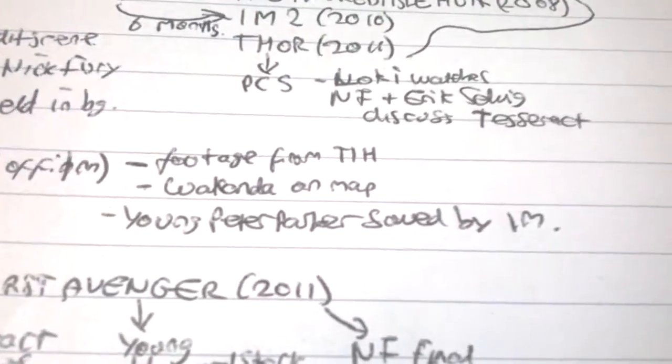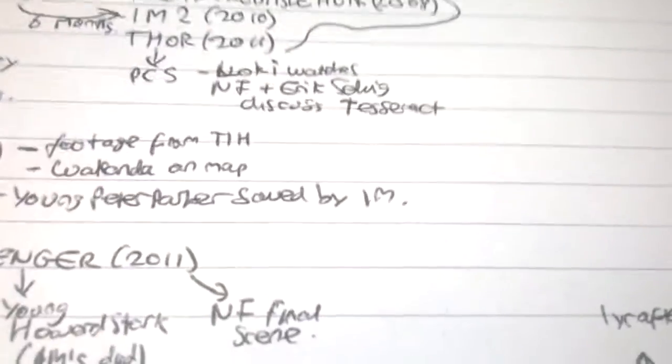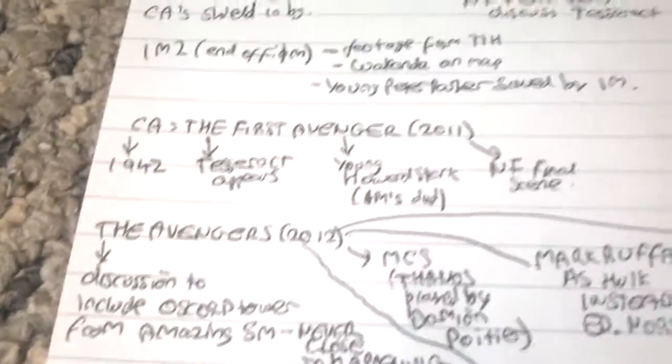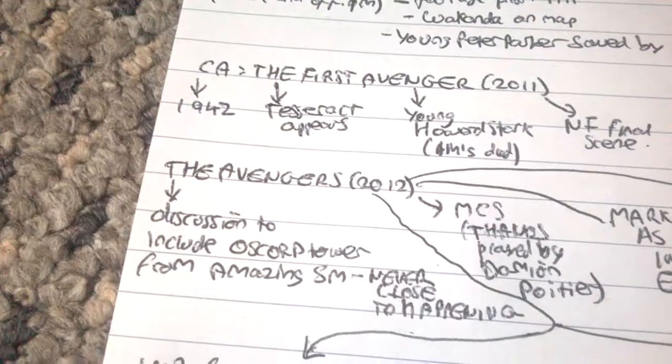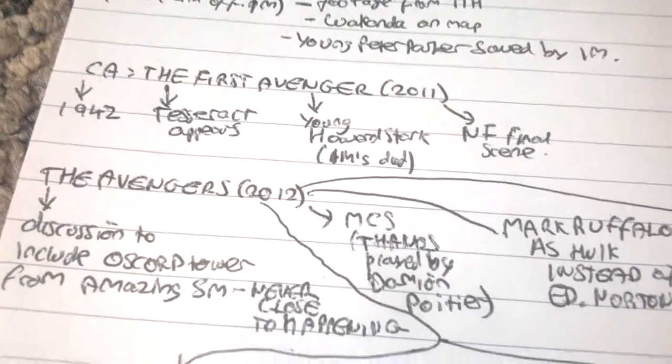And in Thor, there was a post-credit scene of Loki watching Nick Fury and Eric Selvig discuss a Tesseract. Then in 2011, there was Captain America: The First Avenger, set in 1942. Tesseract appears. There's young Howard Stark, which is Iron Man's dad, and Nick Fury is in the final scene.